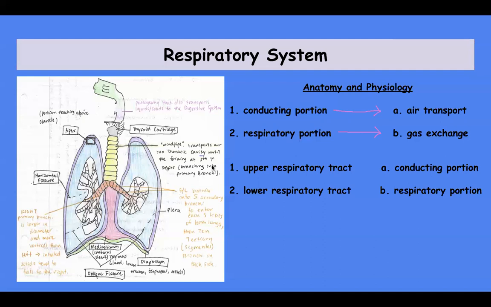Which function do you think it is responsible for? So do you think the upper respiratory tract is a conducting portion? Do you think it's a respiratory portion? What about the lower? Do you think it's conducting, respiratory? So similar to what we did above, I want you to match the number to the letter. And I will give you a hint that one of these, either 1 or 2, has both. It is both a conducting and respiratory portion. But I won't tell you which one yet. That's your hint.